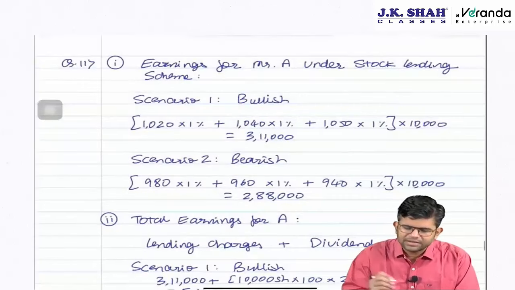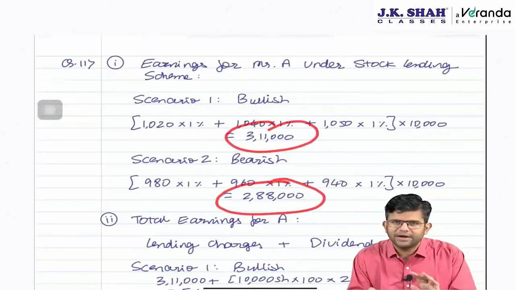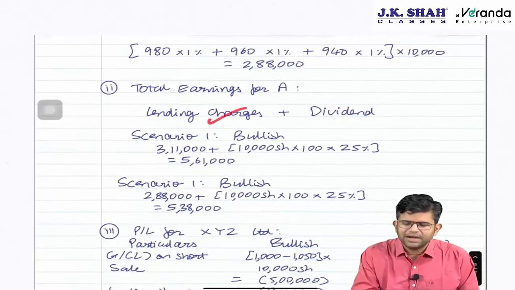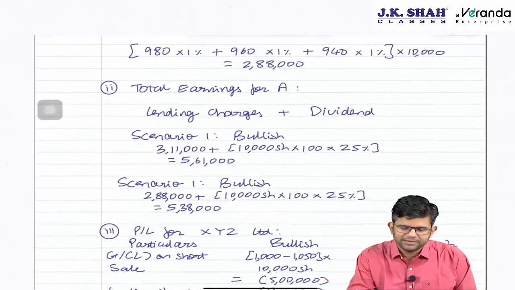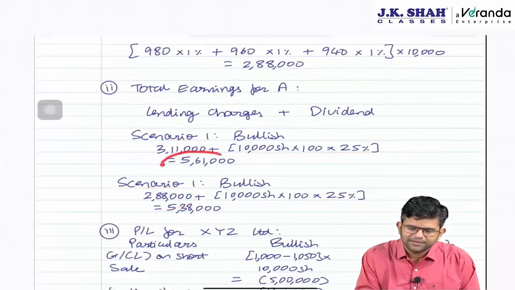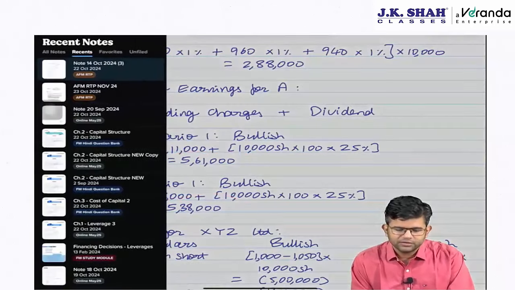So whatever answer we got here, do you realize apart from these earnings, dividend also Mr. A will earn. So total earnings for A will be lending charges plus the dividends. So lending charges we have already taken plus the dividends we are taking, and that makes it 5,61,000 and 5,38,000 under both scenarios.